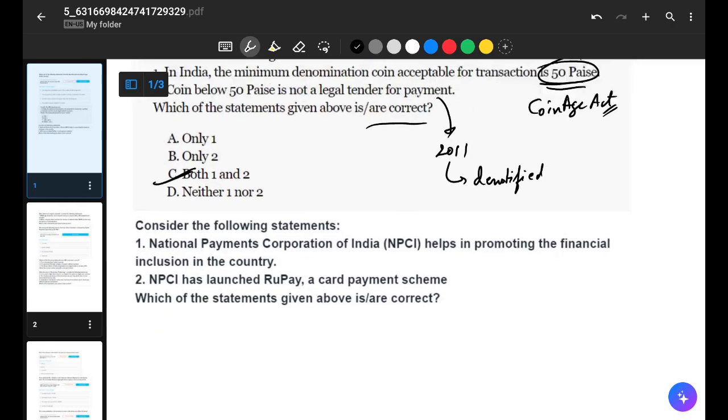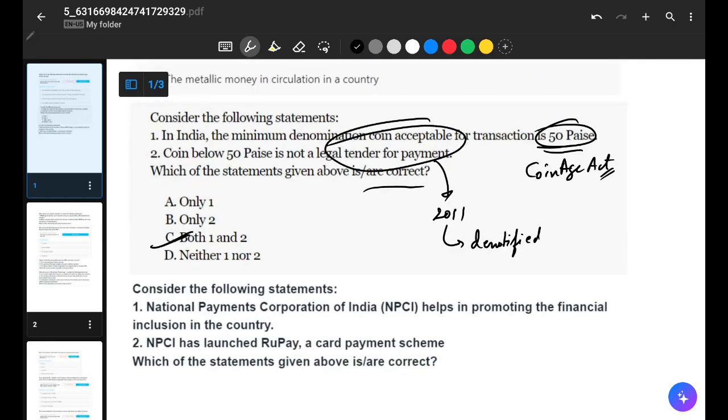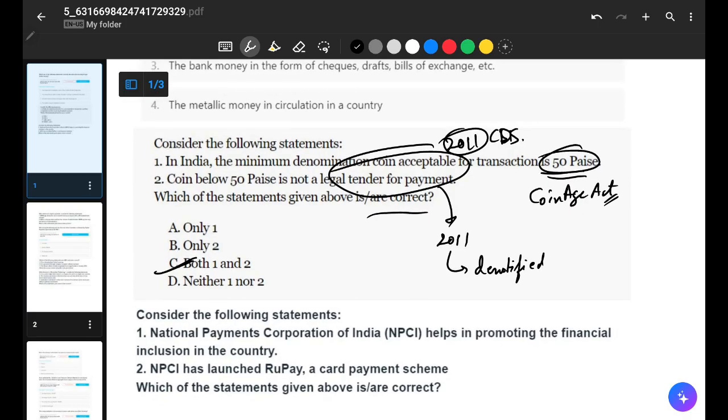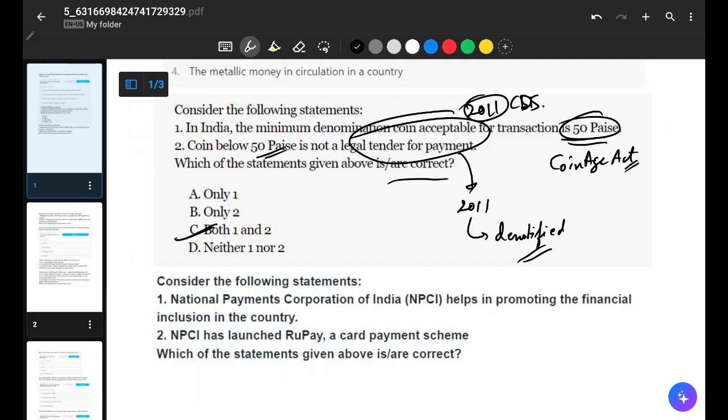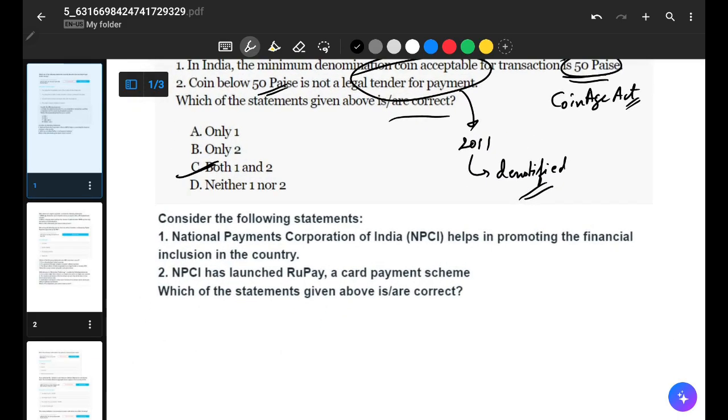Okay. See, all this we didn't study, but it has come in the exam, and this is a very old question. This is the 2011 question asked in CDS. Maybe at that point of time they had denotified it, so you should know what is legal tender and fiat money. This question is just to test whether you know the meaning of legal tender or fiat money.